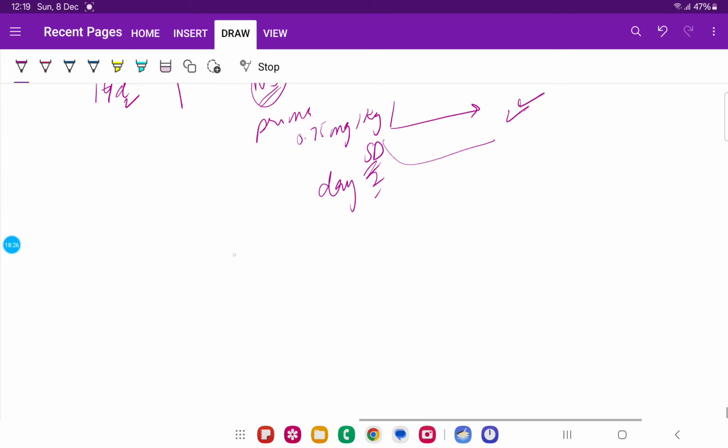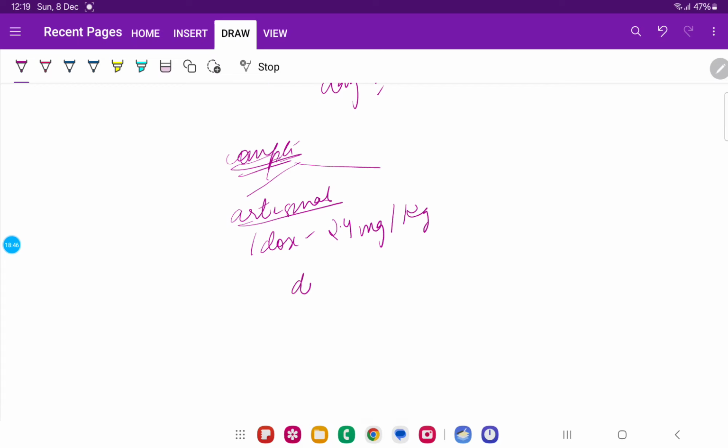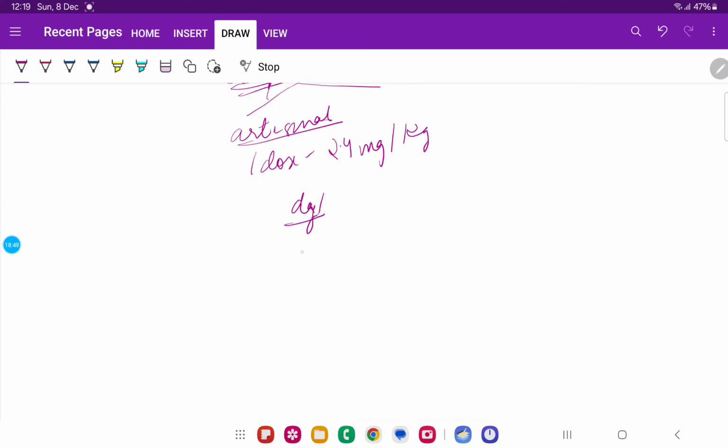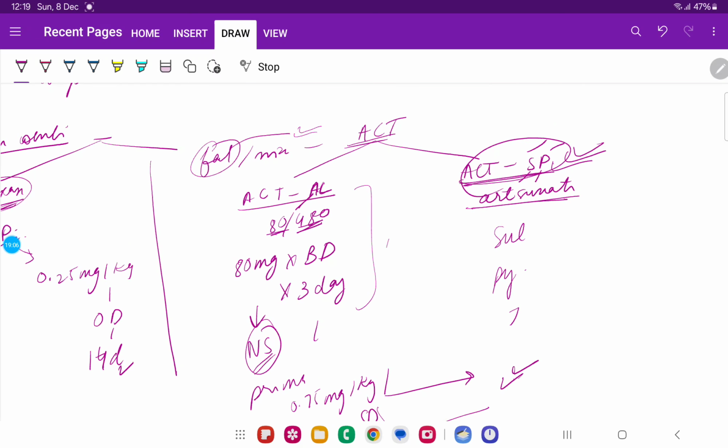Now if it is complicated malaria, usually cerebral malaria, we give artesunate. So one dose is 2.4 mg per kg. On day 1, one stat dose is given, then at 12 hours we give one dose, then at 24 hours we give one dose, on day 2 we give one dose, day 3 we give one dose. This is IV therapy, and all the other drugs are oral.